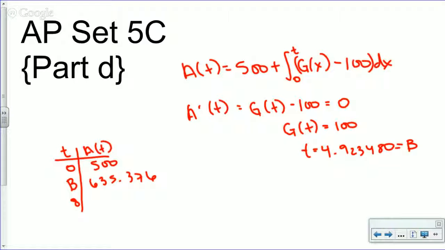Okay, now we just need to see what it is at time t equals 8. So again, go to your calculator, type in 500 plus the integral from 0 to 8 of g of x minus 100 dx, and see if you get less than or greater than the 635. And you're simply going to choose your largest number. So I know it's either this one or this one, right? 500 is too small. And that will be your maximum amount of unprocessed gravel at the plant during the workday.